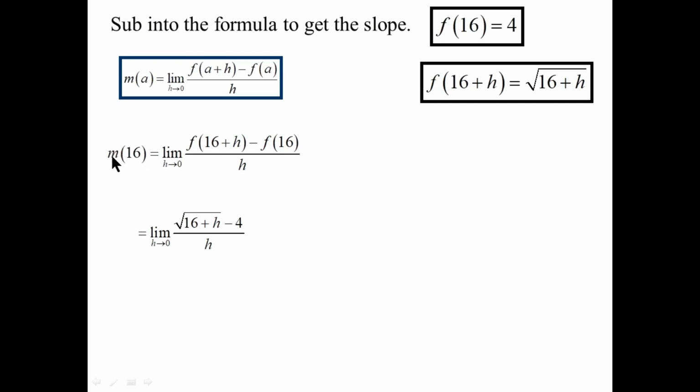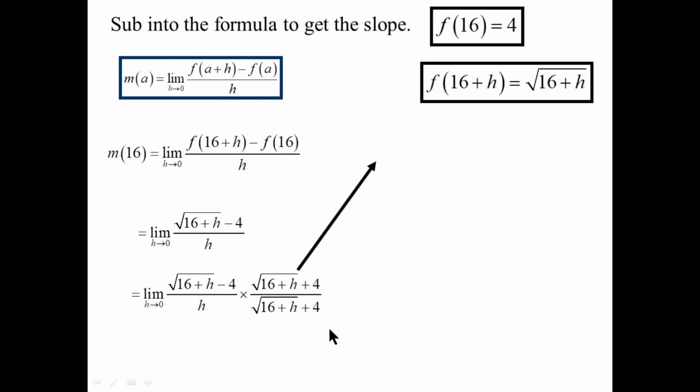So we'll say m of 16 equals the limit as h approaches 0 of an expression. We have to do something to this expression before we take this limit. And what we do is we rationalize. So we'll multiply top and bottom by the conjugate. So root 16 plus h plus 4 over root 16 plus h plus 4, like on the previous video.